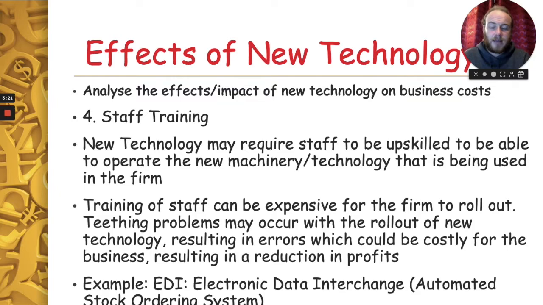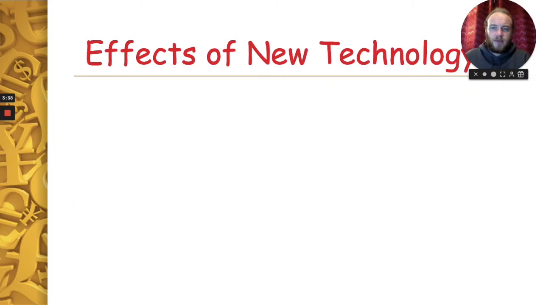An example is EDI, electronic data interchange, which is an automated stock ordering system. If the data is inputted wrong into your EDI for a shop, for example, that could mean you are short of stock, which means you're not able to make sales, or you could get overstocked, which obviously isn't ideal for the business either.